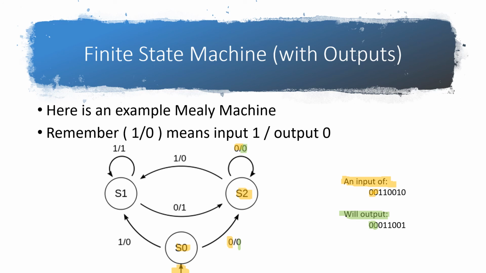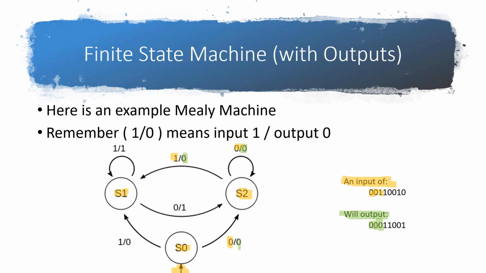So our next input is actually a 1. Right, so our next input is a 1. So we're going to use this transition, and our output is going to be a 0. That's going to be our output, so it's going to be that 0 there. Okay, but we're now on S1. We're now on S1.